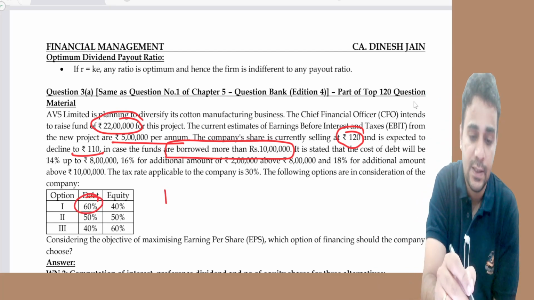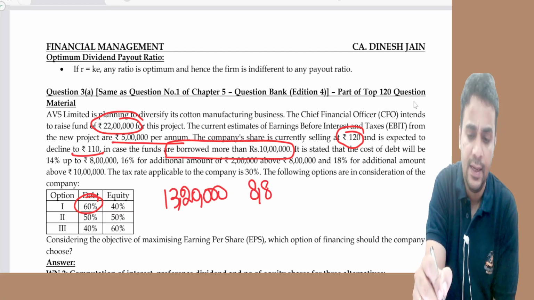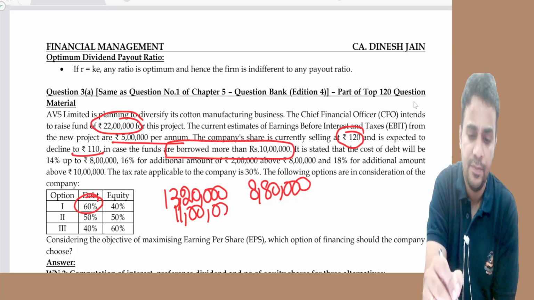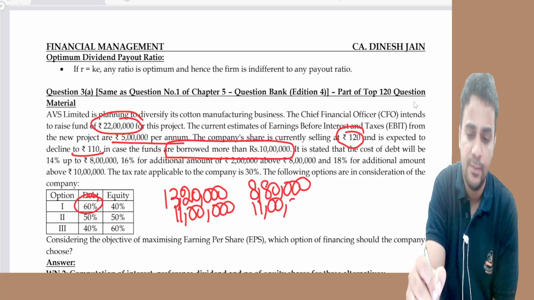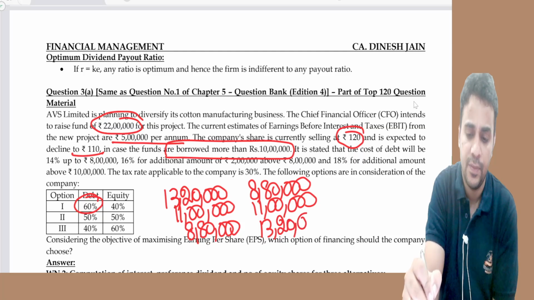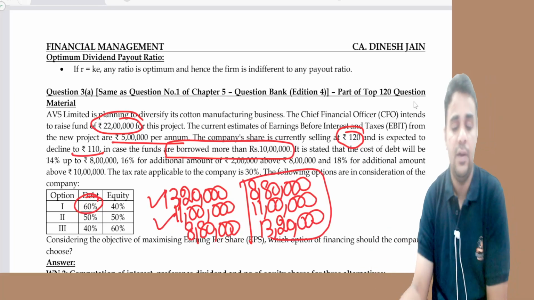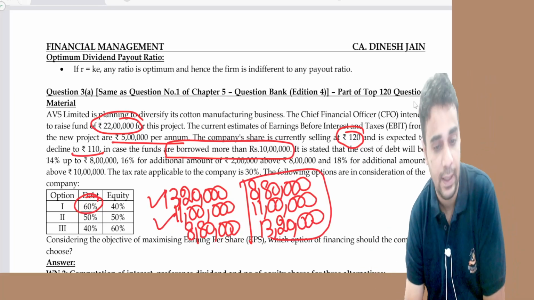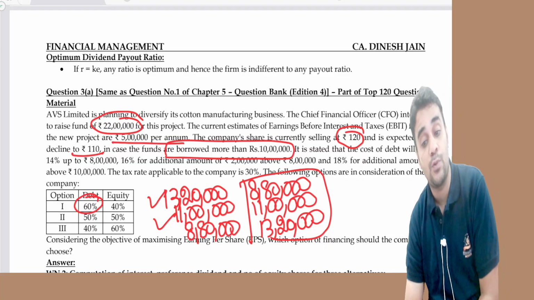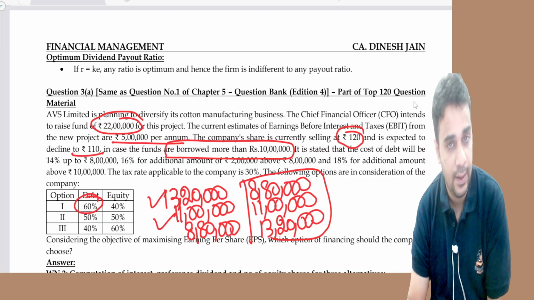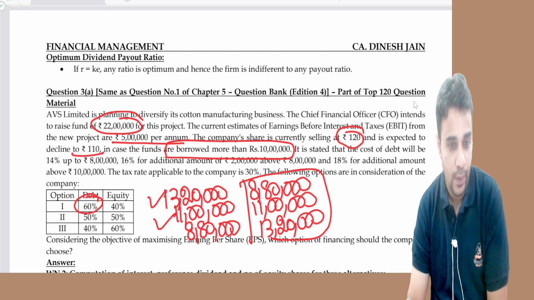60% in debt means 13 lakh 20 debt, 8 lakh 80 equity. 50% means 11 lakh debt, 11 lakh equity. 40% means 8 lakh 80 debt, 13 lakh 20 equity. The equity portion in the first one will issue shares at 110, since we are borrowing more than 10 lakh. The last one will issue shares at 120. First two at 110, last one at 120.